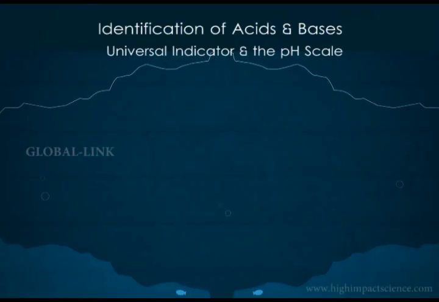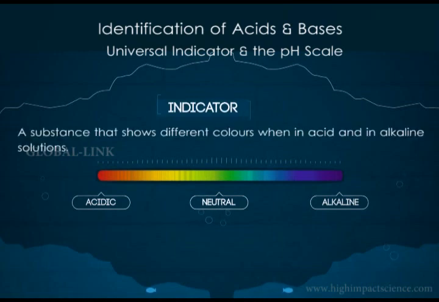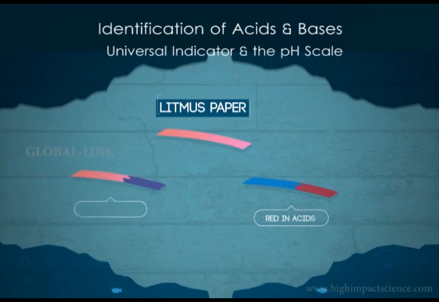Universal indicator and the pH scale. So we can be able to tell if something is an acid, alkaline, or neutral by using an indicator. Indicators are substances that show different colors when they are in acid or alkaline solutions. Litmus paper is the simplest indicator that tells us whether something is acidic or alkaline.